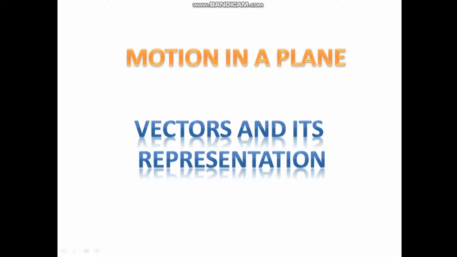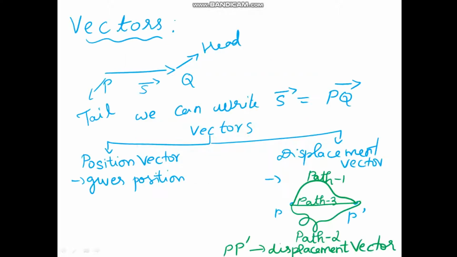In this video lecture, we will see about vectors and their representation, which is the first topic of the motion in a plane chapter. Let us assume a vector S vector. The part which comes at the last is said to be the tail, and the leading part is said to be the head of the vector. We can write from this figure that S vector is equal to PQ vector.